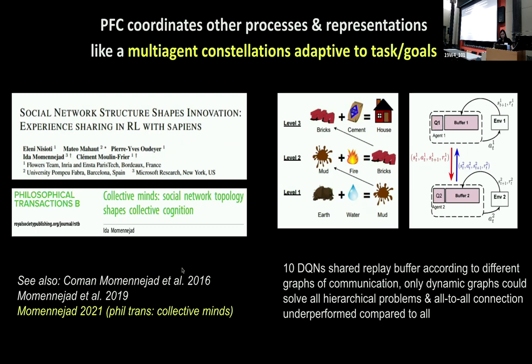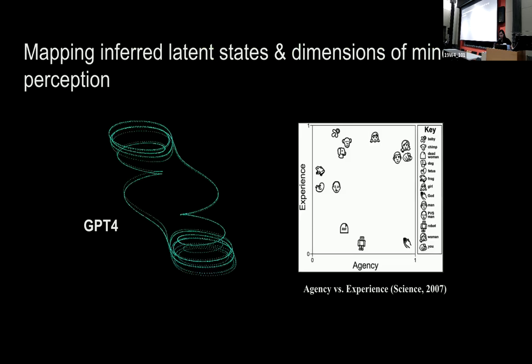And this one, Sapiens, is a model that we built where different DQNs share their replay buffer with each other in different constellations or graphs. If you have all-to-all connection, they do not perform well on hierarchical problem solving, actually. So in fact, the cheaper solution of not connecting everything to everything, but selectively deciding who talks to whom, like a conductor, can actually be a solution.